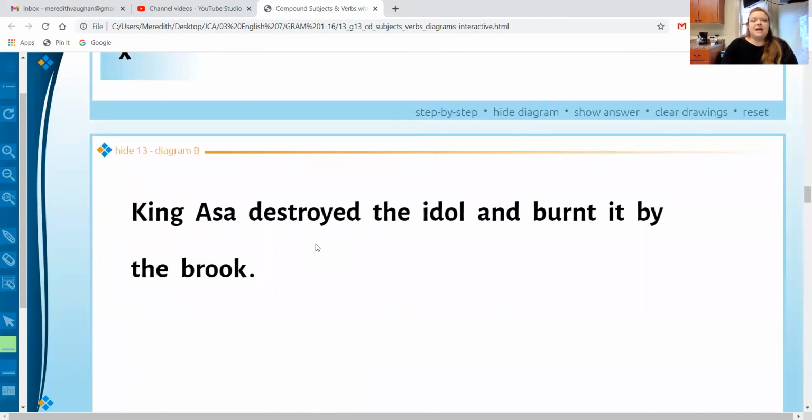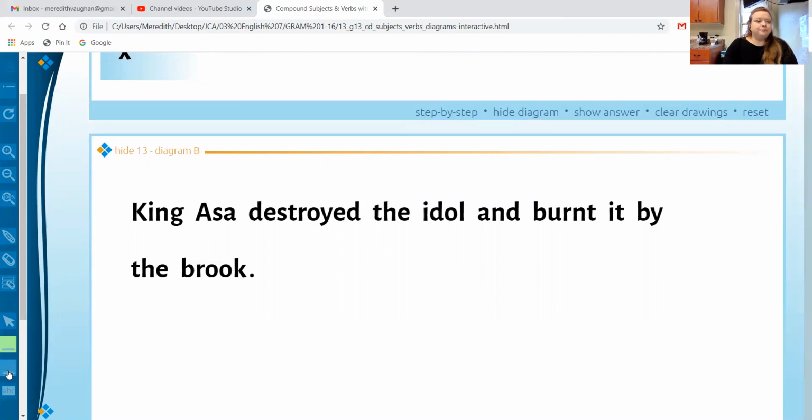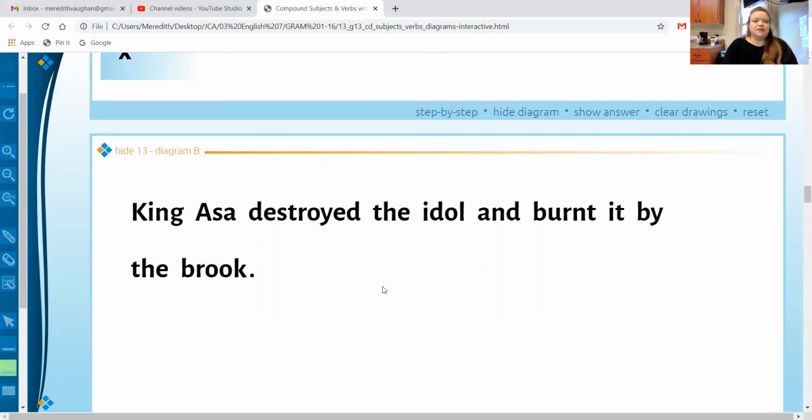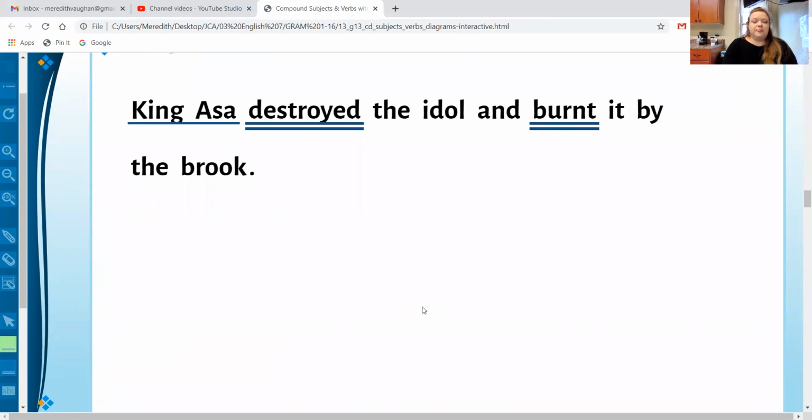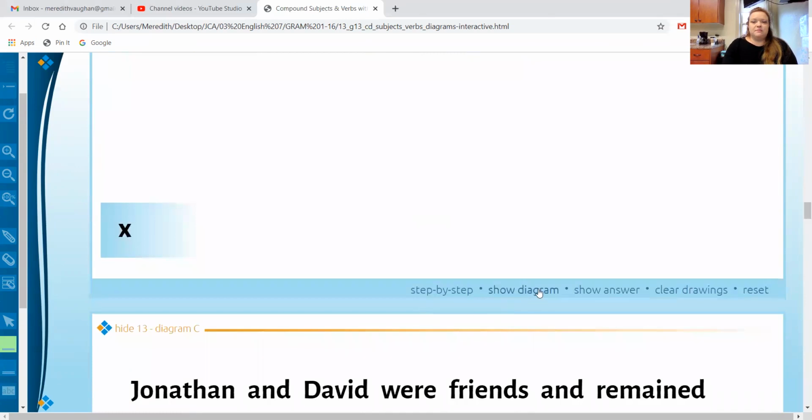Okay, King Asa destroyed the idol and burnt it by the brook. So what are our action words here? Our verbs are destroyed and burnt. So keep in mind, if you take out the idol, you can say King Asa destroyed and burnt. So you know that those are your two verbs. Okay, and then your subject is King Asa.